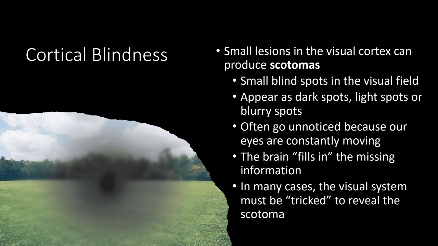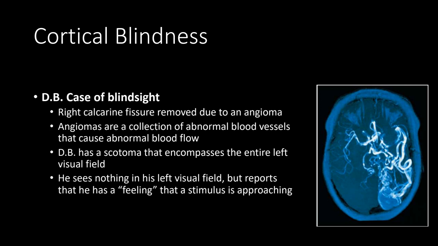So let's look at a case study of this. The case of blindsight in a person with cortical blindness. So DB, a very famously studied person with blindsight, has a large lesion in his occipital cortex. Basically, he had his right calcarine fissure removed. The calcarine fissure is basically just another anatomical name for visual cortex. So he had the majority of his right visual cortex removed as a result of an angioma.